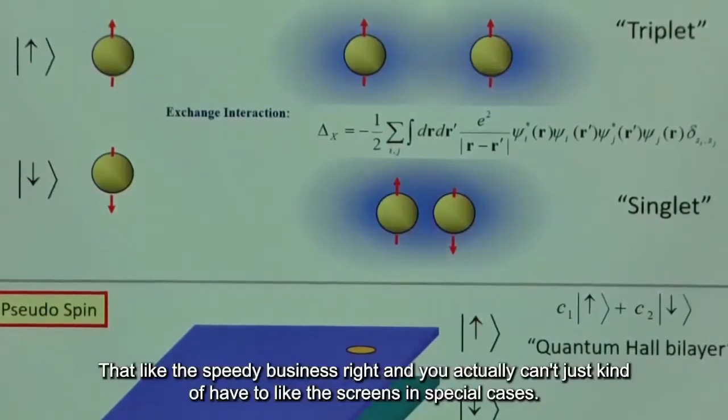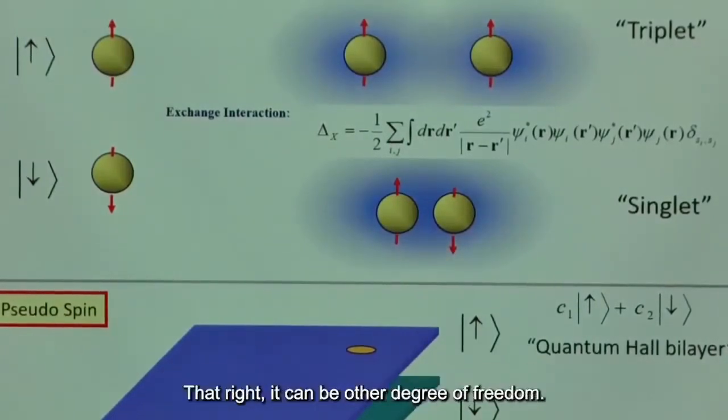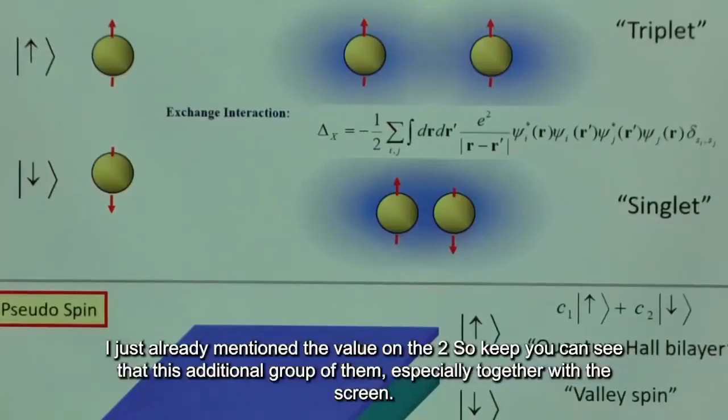Right? And eventually it can just act like the spins in special cases that determine the interactions. It can be another degree of freedom. I already mentioned the valley in graphene, the K and K prime points at two opposite corners of the Brillouin zone. Those indices can also play the role of the spins when it comes to interactions.